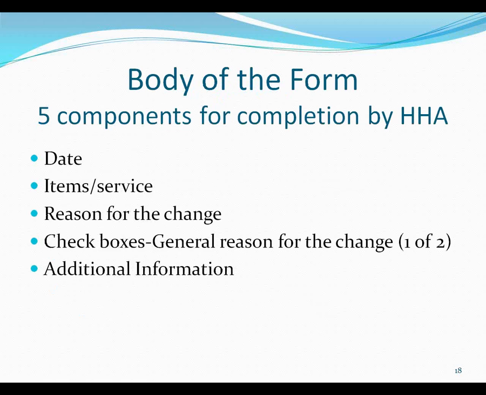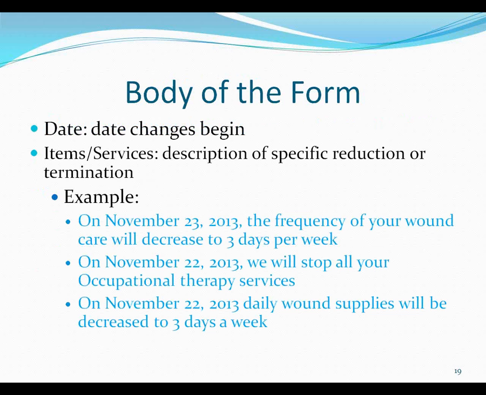So the body of the form has 5 components: the date, the items of service, the reason for the change, the check boxes that are in the middle, and then the additional information section. In the body of the form, kind of self-explanatory, the date that the change begins in the plan of care. And then the items of service, a description of the specific reduction or termination.